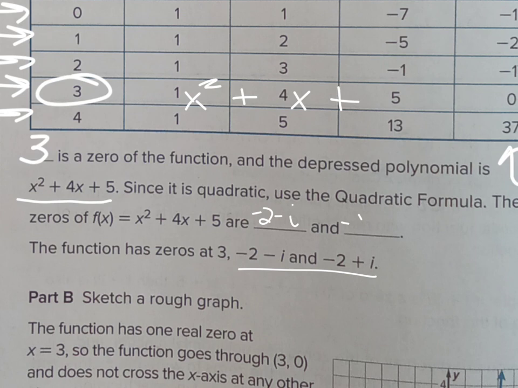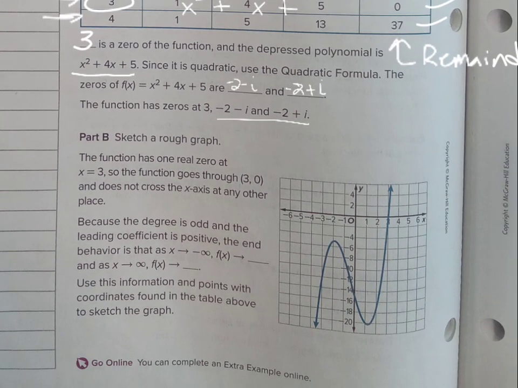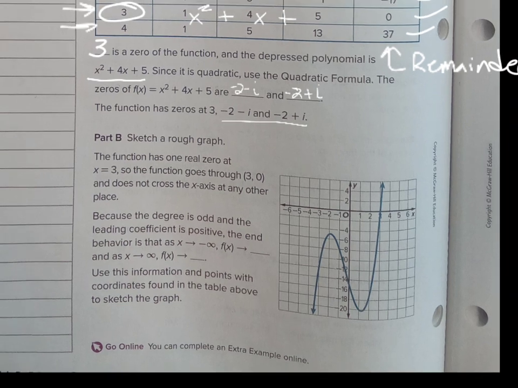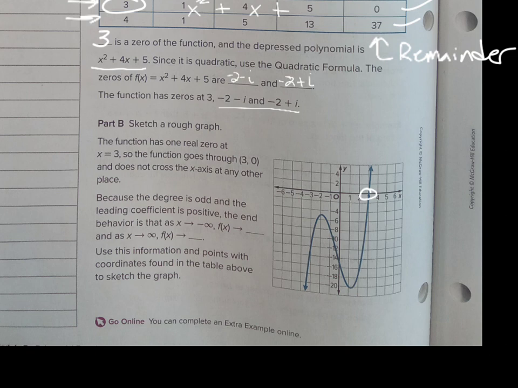What's going on? Is that okay? All right, and so then they say down here, the function has one real zero, so make sure you plot that. So there it is. And then it says it's not going to cross the x-axis any other place. We know that because we just found the other 2 zeros, and they were imaginary. So it's never going to cross anything else.